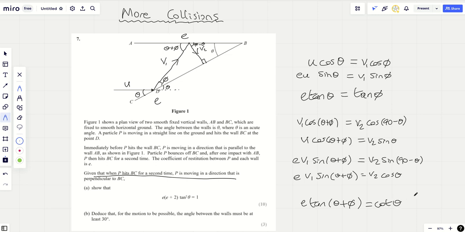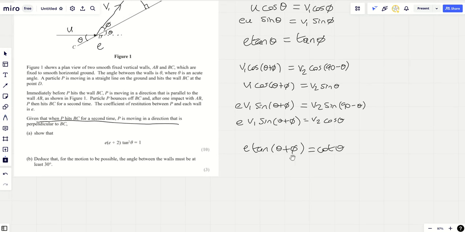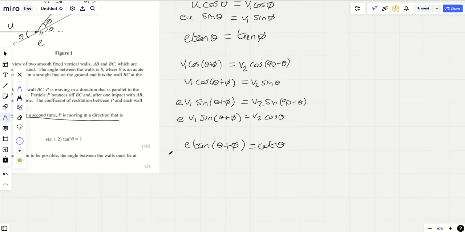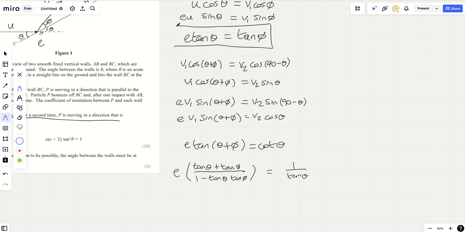And I thought, great, actually, we're in a really good position now to eliminate the phi. That's what we want to do. We want to get rid of that phi. So I know what tan phi is, it's e tan theta. So if I just look at this one and expand out tan(theta plus phi) using compound angle formulae for tan, so that's going to become tan theta plus tan phi over 1 minus tan theta tan phi equals 1 over tan theta. Then I can now use this again, this formula here, getting rid of the tan phis here, and then all I'll have in my equation are tan thetas and e's, and that's all they've got in their answer.